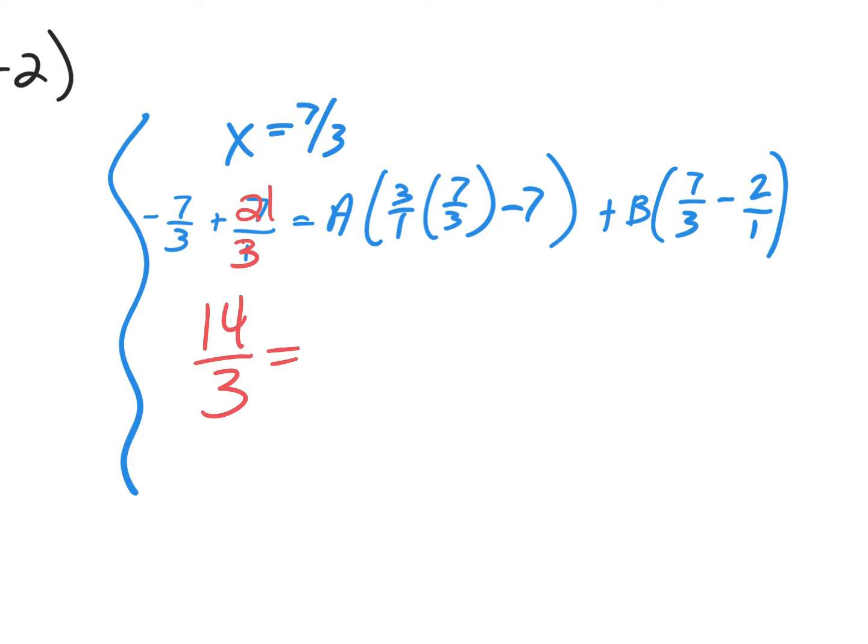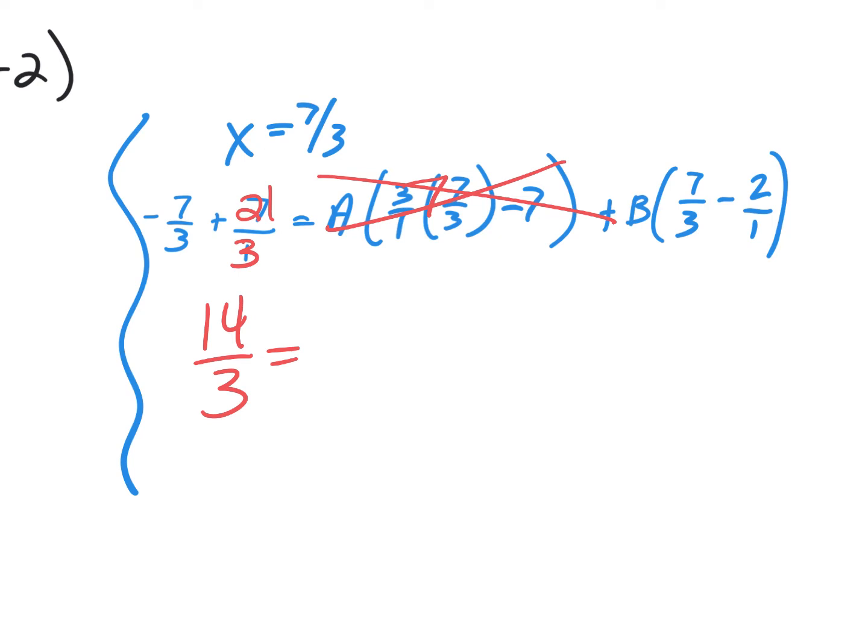Okay, so now let's simplify. You can either cross cancel and see that 3 goes into 3 and cancels out. But what is 3 times 7? 21. Divided by 3 is? 7. And then 7 minus 7 is? 0. What happens to this? Cancel.